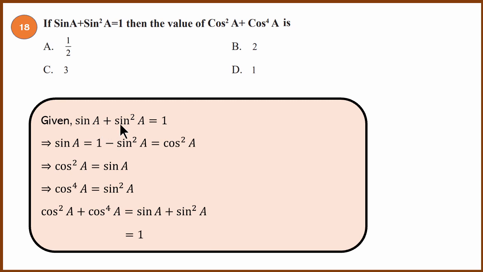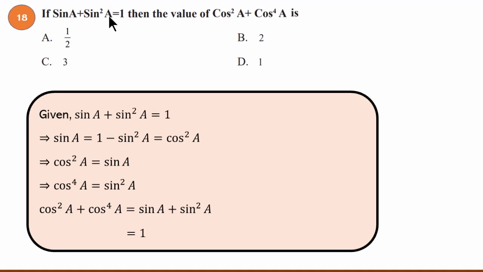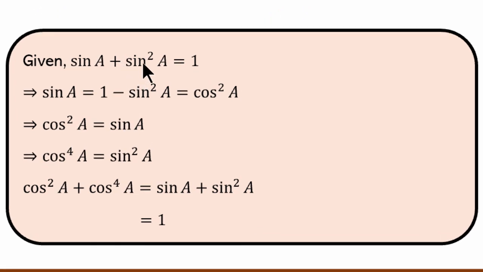Sin a plus sin square a equals 1. Correct? That is what they have given. If you move sin square a to the right hand side, what will happen? You will have 1 minus sin square a. Correct? Sin square a we move to the right hand side, it becomes negative, 1 minus sin square a. 1 minus sin square a, no. It is cos square a. Why? Cos square plus sin square is 1. Identity.